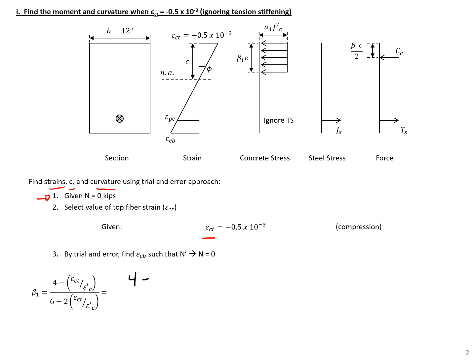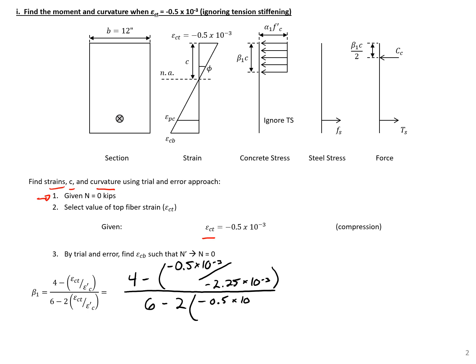So at this point, now we can calculate our beta 1 value, and our beta 1 is going to be equal to 4 minus our top fiber strain, negative 0.5 times 10 to the negative third, divided by our strain at ultimate strength for our concrete, negative 2.25 times 10 to the negative third. And then all of this is divided by 6 minus 2 times the same ratio, negative 0.5 times 10 to the negative third, divided by negative 2.25 times 10 to the negative third. And this will give us a beta 1 equal to 0.68.